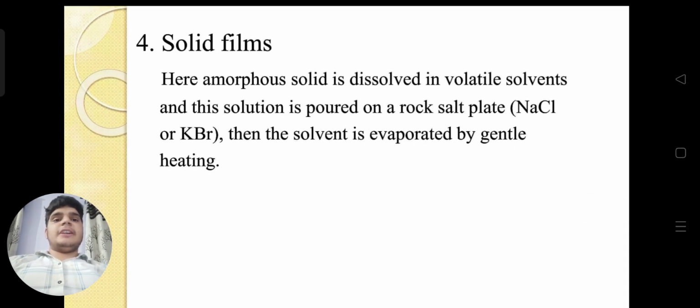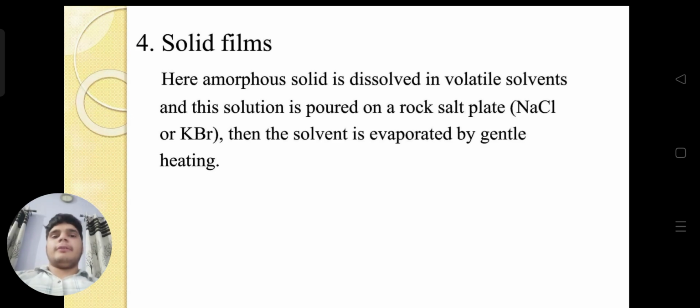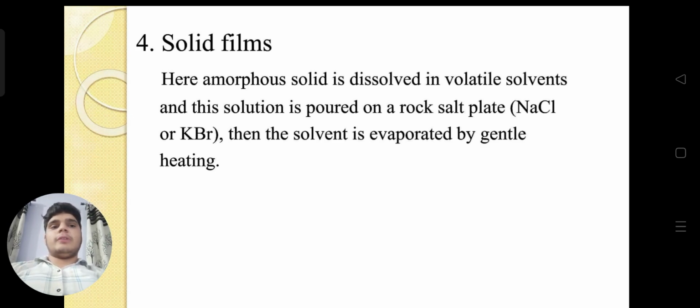Solid films. Here the amorphous solid is dissolved in a volatile solvent, and this solution is poured on a rock salt plate that consists of sodium chloride or potassium bromide, and then the solvent is evaporated by gentle heating.